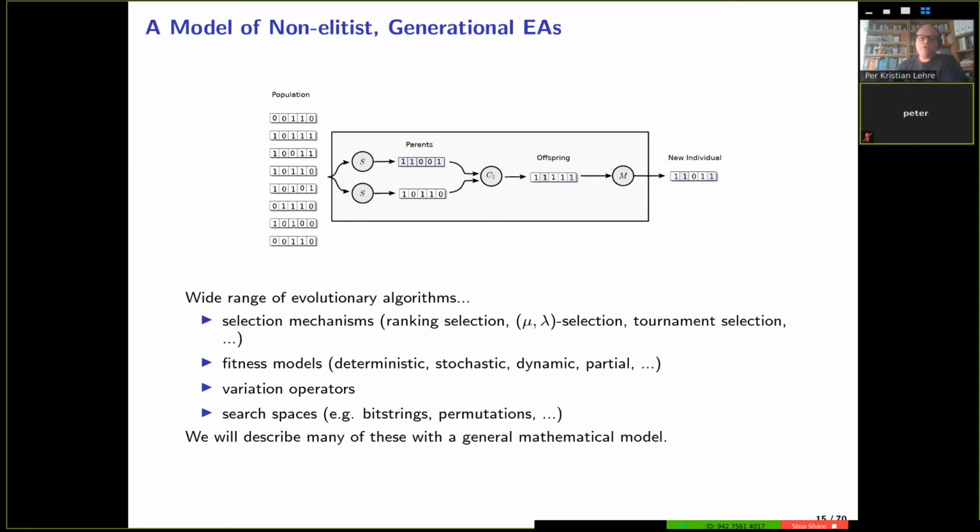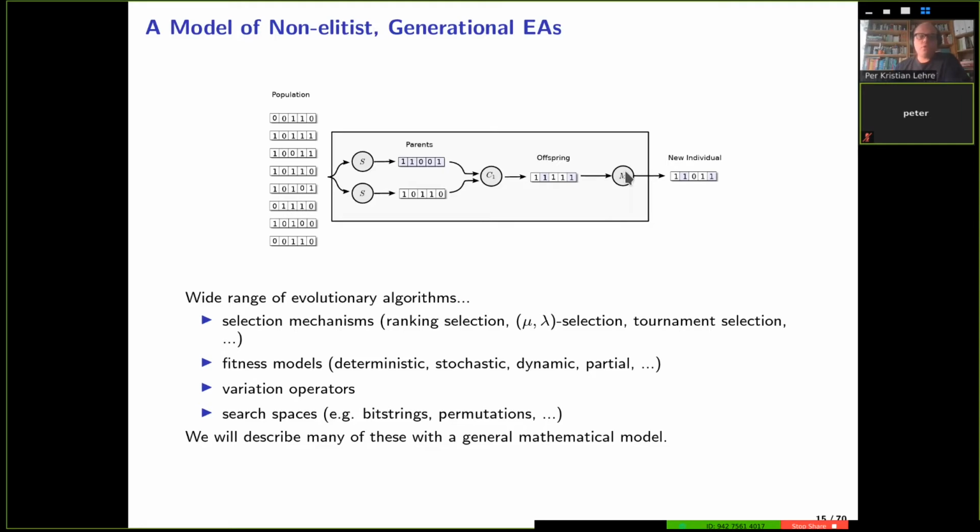But there's a whole range of different algorithms. So we can plug in different selection mechanisms. So we have, for example, ranking selection, mu, lambda selection, tournament selection, and so on. We also have different ways of evaluating fitness. So for example, we have assumed that we have a deterministic fitness function, but we can also have a noisy fitness function or stochastic fitness function, or we can have a dynamic fitness function, or maybe also something called a partial fitness function, where we only see some of the bits. There's also a whole range of different variation operators, and we also have many different types of search spaces.